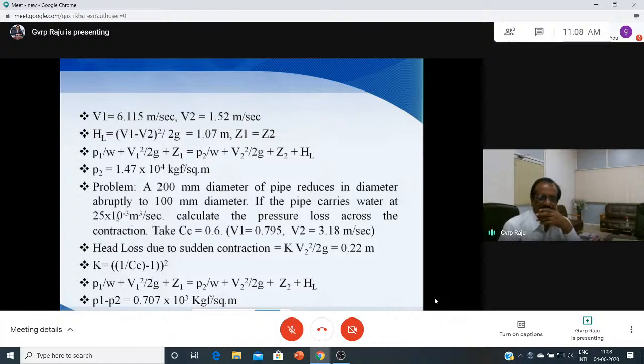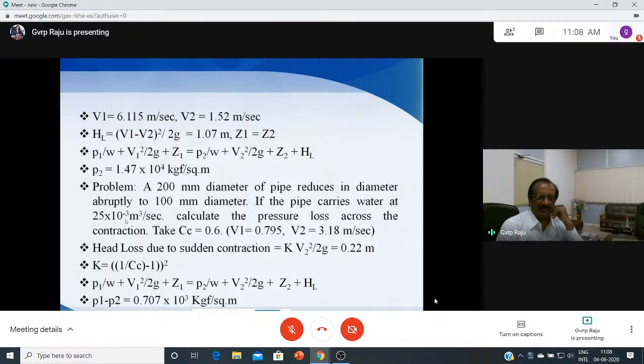So 25 into 10 power minus 3 meter cube per second. Here we have discharge Q. Q is known here, and diameter D1 is known, and diameter D2 is known. So you can find out V1 here. V1 is equal to Q by A1.